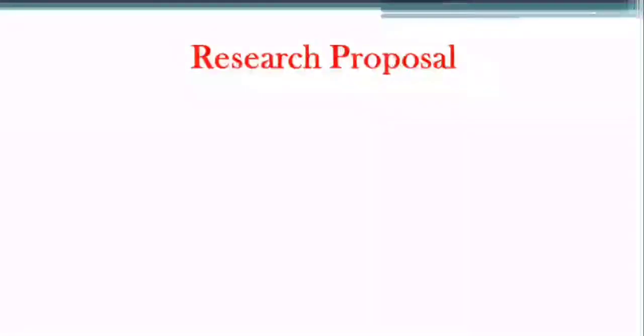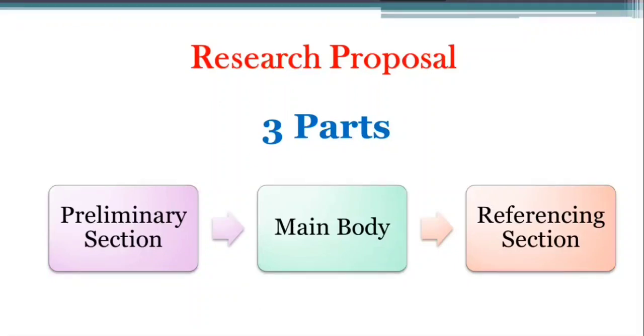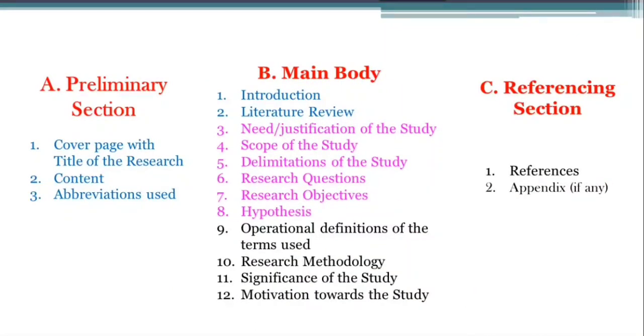Your research proposal will mainly consist of three parts: the preliminary section, the main body and the referencing section. So now let us see what the contents are that are included within these three sections. So these are the contents.